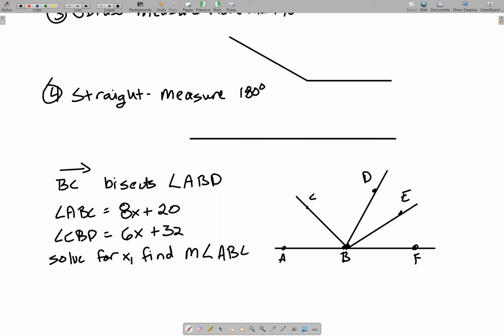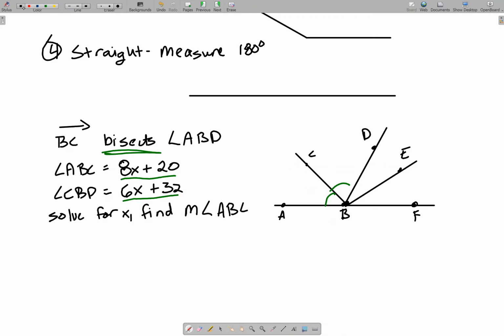Alright, so since we know that these two angles are congruent to each other, we know that ABC is congruent to CBD, and we know that because of the word bisect. That means that we can take these two algebraic expressions and set them equal to each other. So by doing that, I'm going to have 8x plus 20 equal to 6x plus 32. Now solving for x is just like what you did back in Algebra 1. I'll subtract 6x from both sides and subtract 20 from both sides, and that'll leave me with 2x equals 12, which means x is equal to 6.